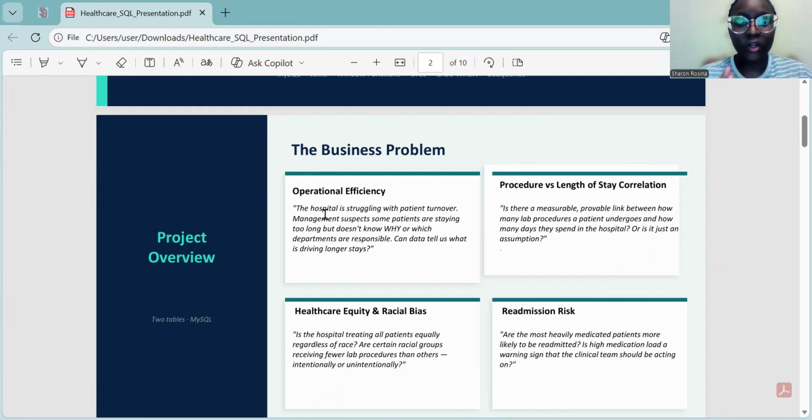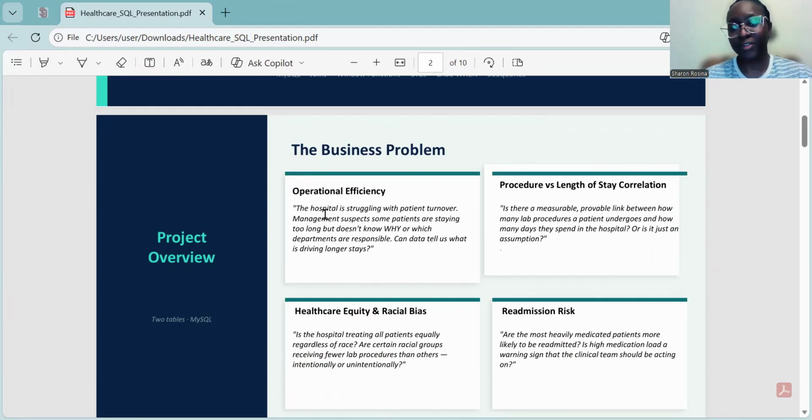Number 2, is the hospital treating all patients equally, regardless of race? So different races always visit the hospital. We have African Americans, we have Asians, we have Hispanics. So are certain racial groups receiving fewer lab procedures than others, intentionally or unintentionally? And are they receiving equal treatment?